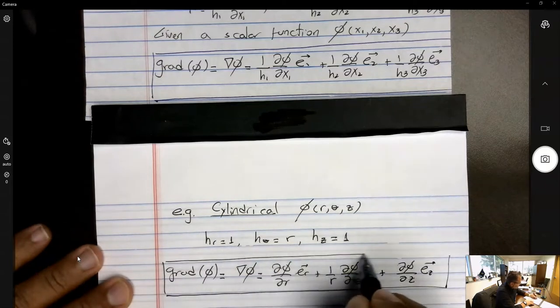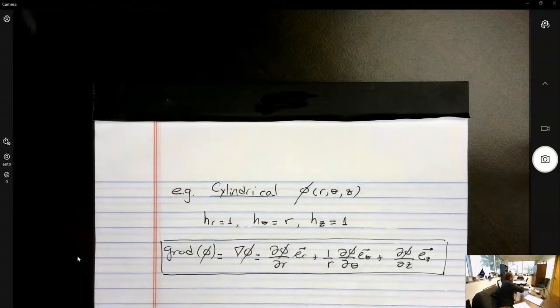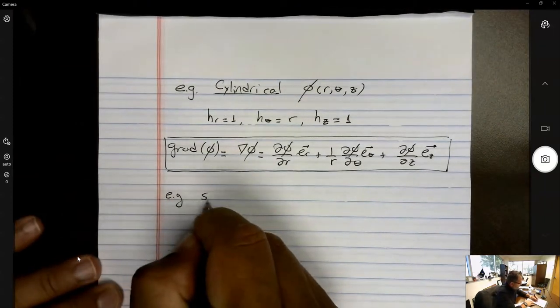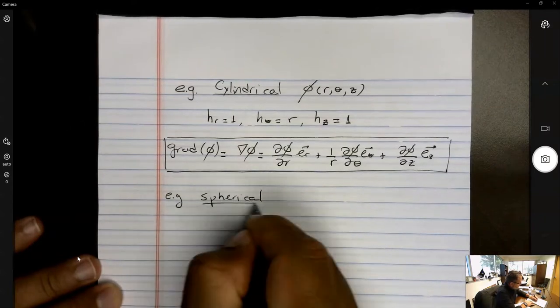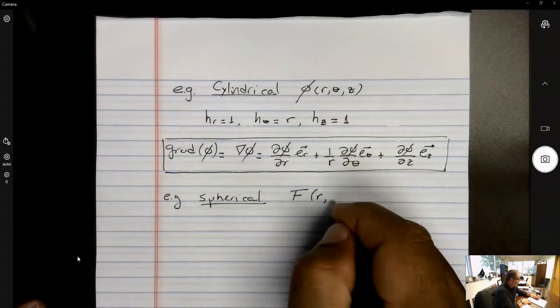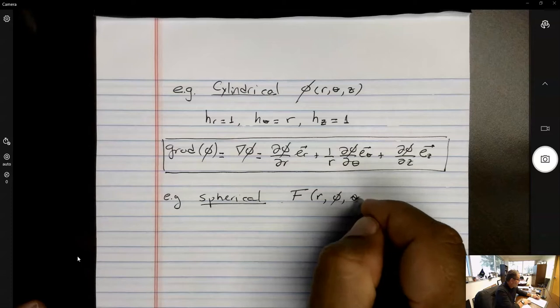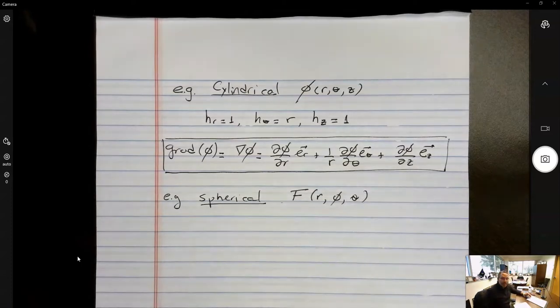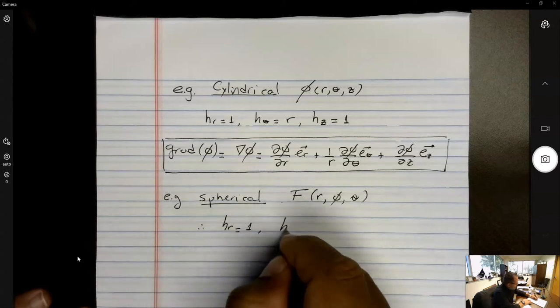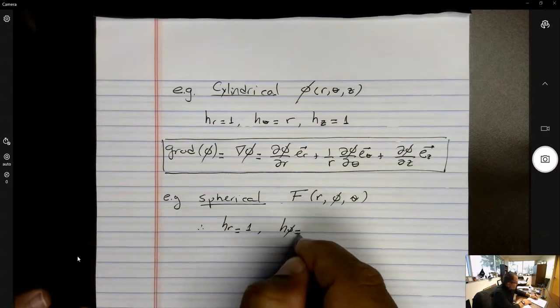The gradient turns out to be kind of simple. But again, we're only talking about orthogonal systems. I can do this in spherical coordinates. So if I am given a function, I'm going to call this function f now, instead of calling it phi, because we know that there's a coordinate called phi, which is the azimuthal, the equatorial angle, I'm sorry. It's called phi. So hr is 1, h phi is r sine theta, and h theta is equal to r.